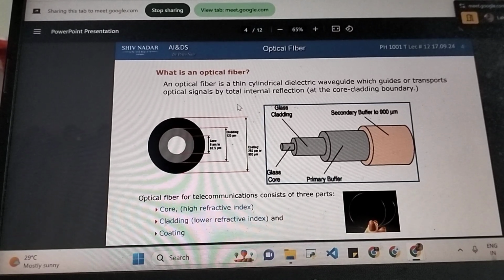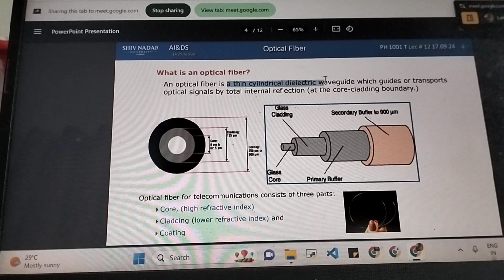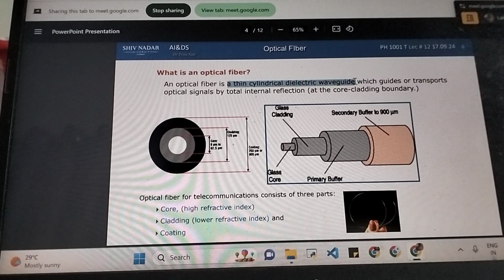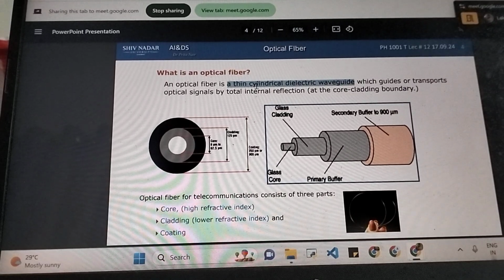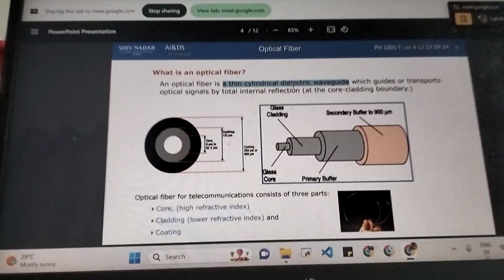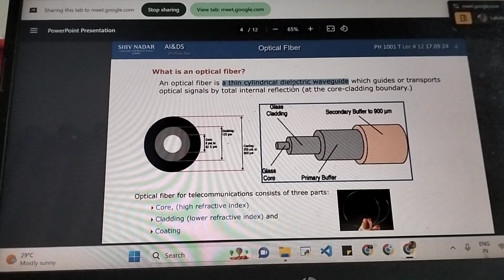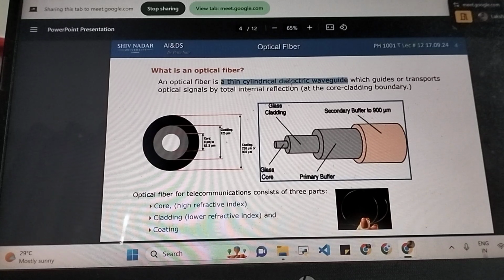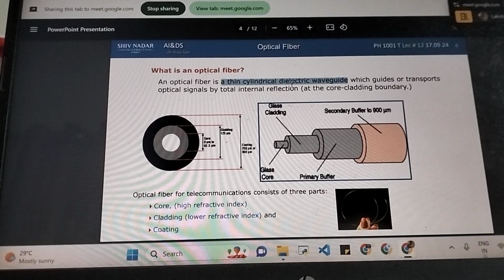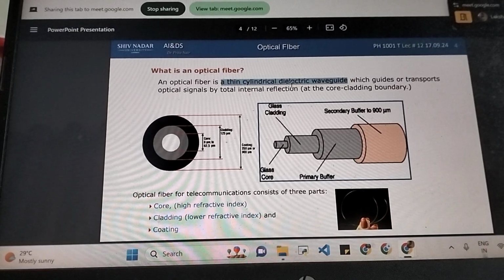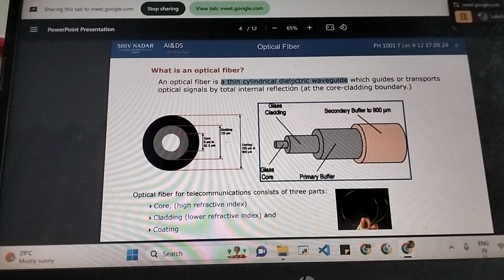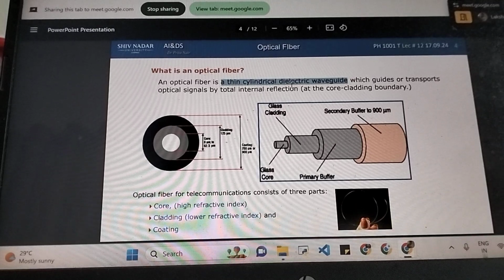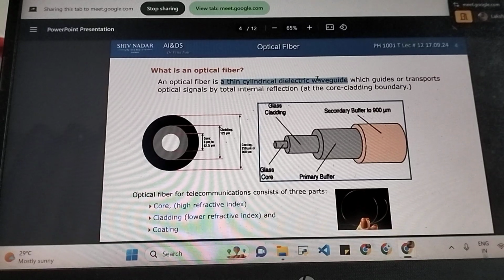Basically, an optical fiber is a thin cylindrical dielectric waveguide which guides or transports optical signals by TIR. Thin cylindrical is self-explanatory. By dielectric we mean that it is not affected by any electric field or the changes in voltage or current. As the name suggests, it is optical fiber. It deals with light, and it does not run on electricity first of all, and it is not affected by electricity either. That's what we mean when we say dielectric here.